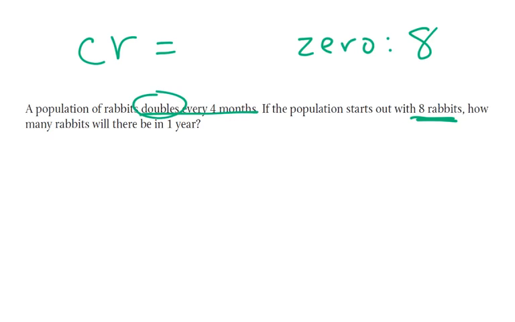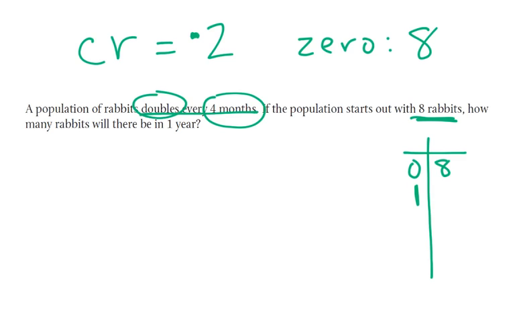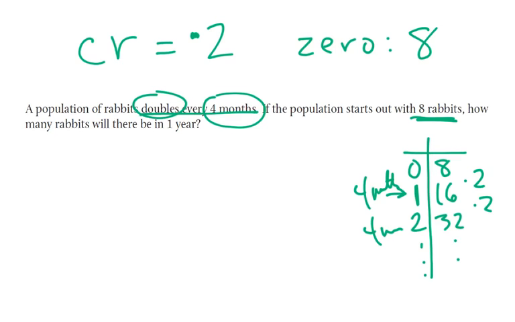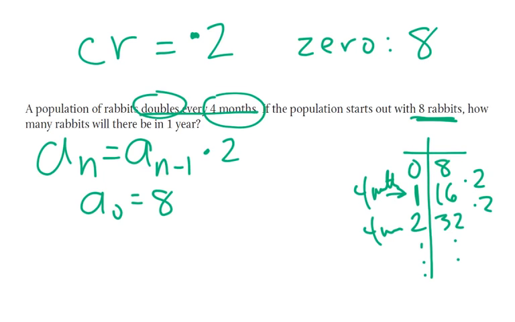Well, what does double mean mathematically? It means timesing by 2. So we're timesing by 2, but we're doing it every 4 months. So there's 2 ways we can approach this problem. The easiest way would be to say, in the 0, we start with 8. In the first 4-month period, we double, so we times by 2 to get 16. In the second 4-month period, we double again, so we get 32, and so on. So for that equation, easy enough, it's a sub n equals a sub n minus 1 times 2, and a sub 0 equals 8.